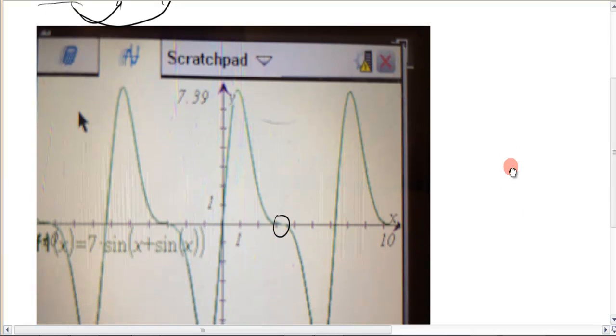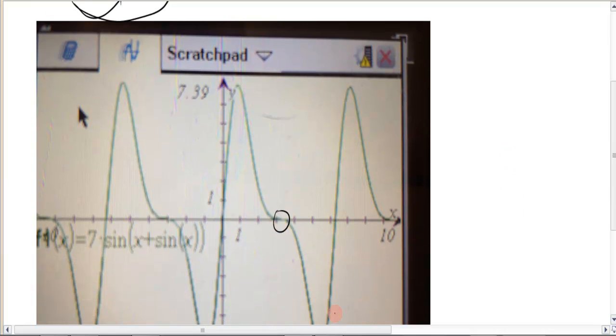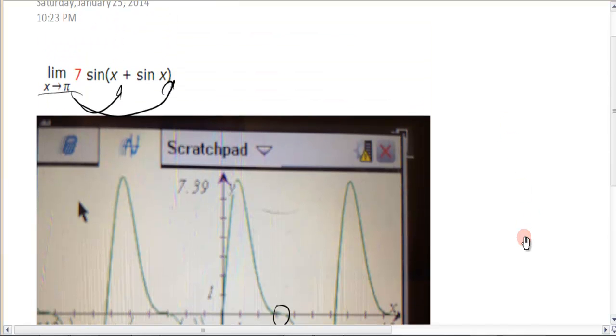But as you can clearly see by looking at this graph, it looks continuous. I don't see any discontinuities. And what we understand about sine, sine is just a periodic graph, and then you take that and put it inside sine. So that's still just going to change the period, but no big deal. And then you multiply that by 7. Okay, again, not going to change.